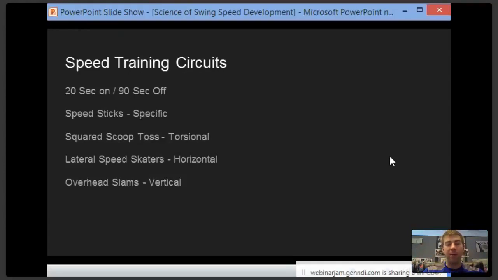And then you would have the squared scoop toss. Basically, you want something that's going to work torsionally, so that's rotationally. That's one of the main 3 kinetic forces that you'd work. Then the third element is the lateral speed skater. That's going to drive the lateral or horizontal kinetic force. And then you look at the overhead slams, an example of one that's going to be more vertically oriented. So within the speed circuit, you're going to train maximal output in vertical, horizontal, and torsional, which are the big 3 ground reaction forces that you want to train to swing faster.